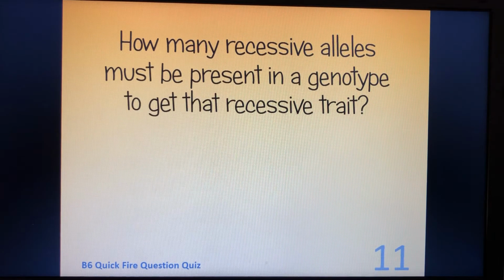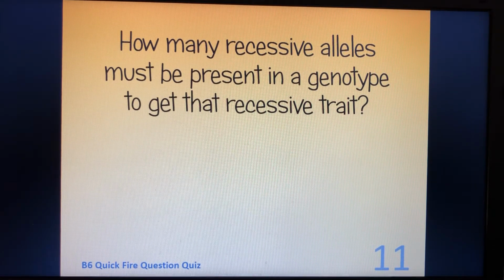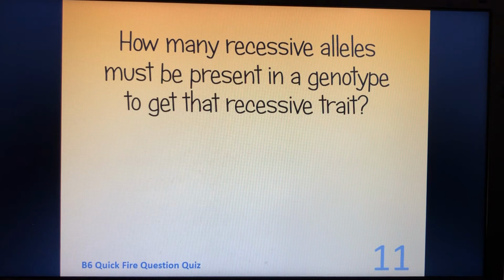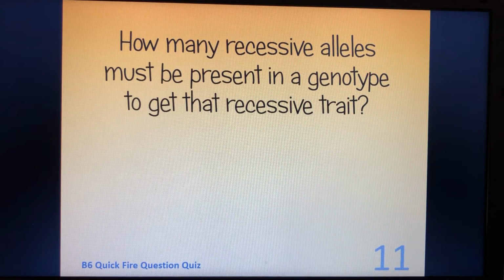Question 11. How many recessive alleles must be present in a genotype to get that recessive trait? So there's 2 alleles in a genotype. So the answer could be 1 or it could be 2. And the answer is 2, because a dominant trait can be passed on with only 1 allele. Recessive traits have to be passed on with 2 alleles.